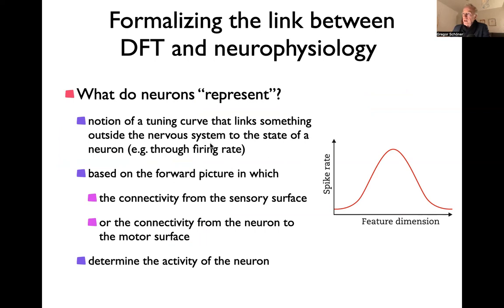A tuning curve is a function that links something outside the nervous system, here the feature dimension of some stimulus, to something inside the nervous system, the spike rate, for instance, of a particular neuron. And I illustrated in the course in which I introduced neural fields that the forward connectivity from the sensory surface to a neuron can give rise to such a dependence, to the variation of firing as you change the stimulus. And similarly for the motor system, the connectivity from the brain to a motor system could lead to such a dependence between the spike rate and some movement parameter.